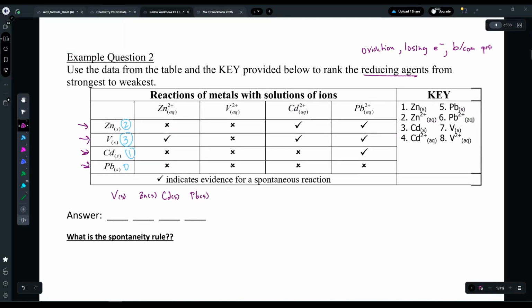Okay, so let's use our key to figure this out. So where's vanadium? Vanadium's number 7. Then zinc solid is number 1. Cadmium is number 3. And then lead solid's number 5. There we go.